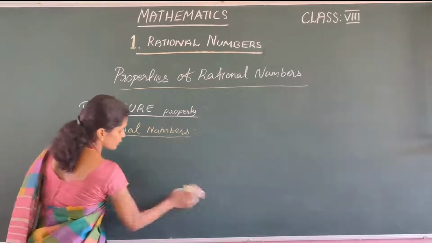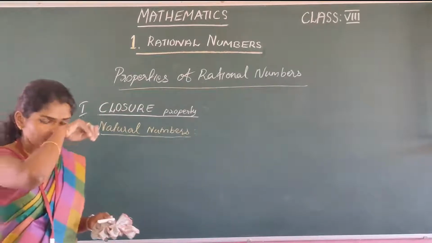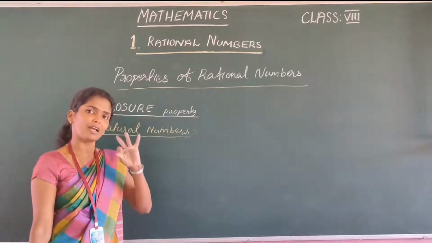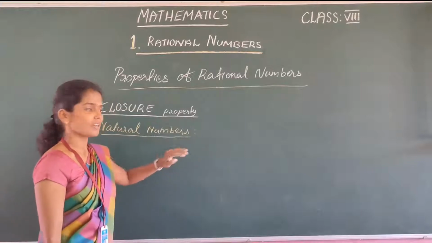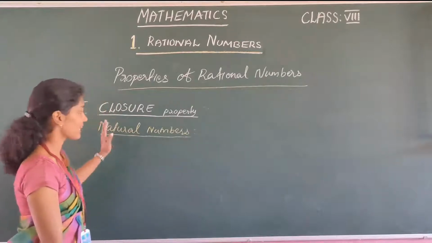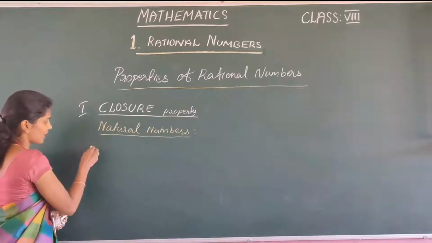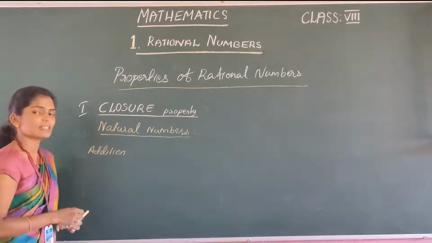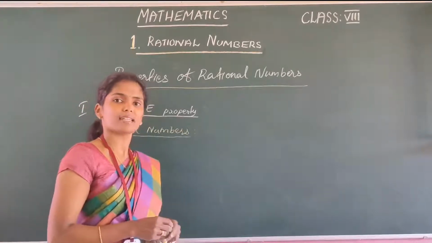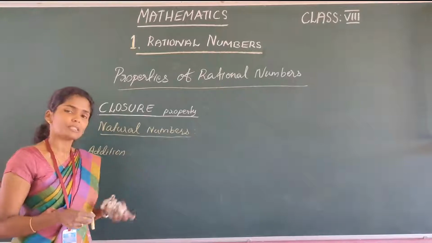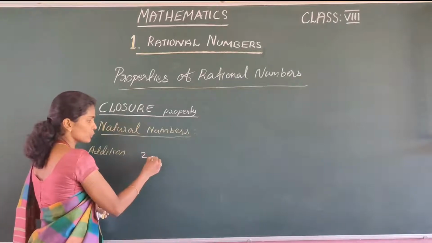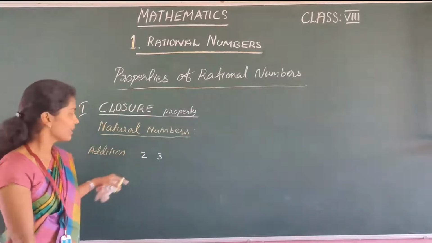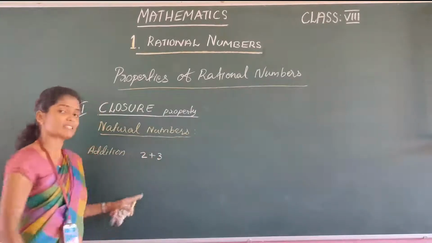How can we take the closure property? How many basic operations do we have? Addition, subtraction, multiplication and division. We check these 4 operations in this property. First, addition. Take any two numbers in natural numbers, from 1 to infinity. Here I take 2 and 3. These are two natural numbers, right? Just add these two. What is the result?